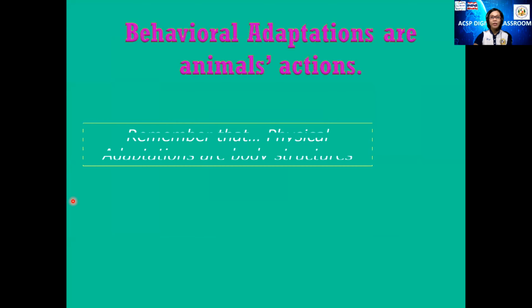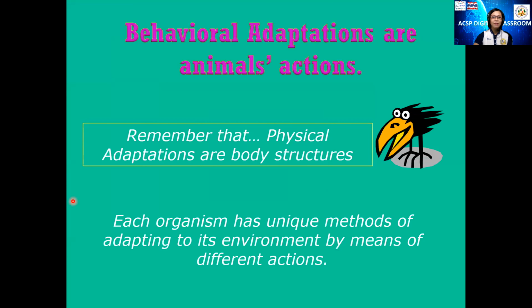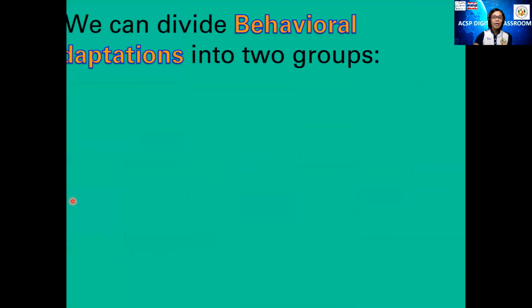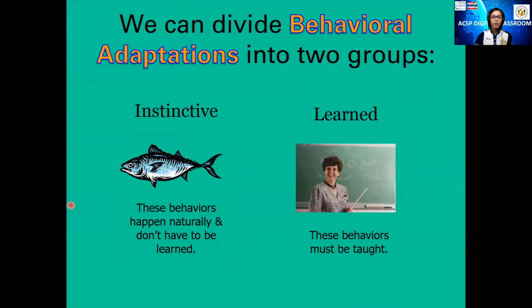All right, let's go to behavioral adaptations. These are animals' actions. We can divide behavioral adaptations into two groups. The first group is instinctive, and the second group is learned behavioral adaptation. Instinctive means these behaviors happen naturally and don't have to be learned. When the animal is born, those characteristics are already there, they have them already.